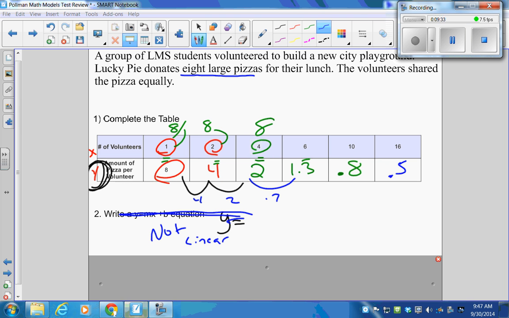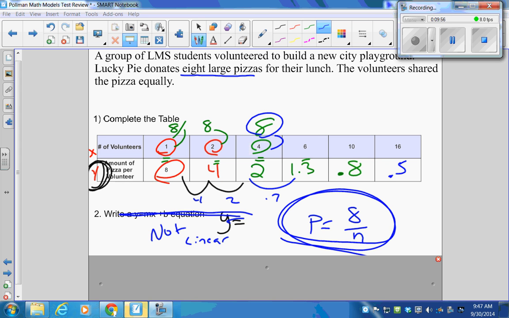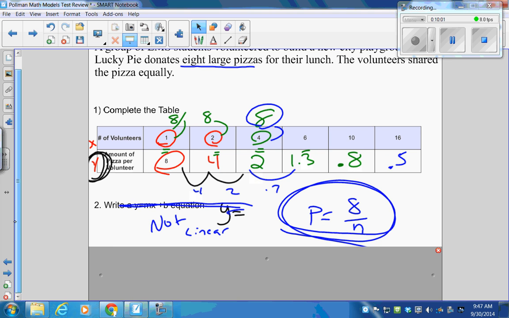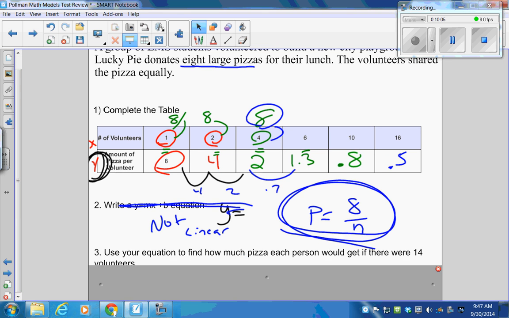However, if it did ask you to write an equation, you could just write something like, I know that the total pizza of how much people get is, I have 8 total pizzas, and I just divide that by the number of people. That's all I did right here. I took 8 divided by the number of people, and I had my final answer. So know this right here. Wink, wink. Know that, but it is not linear, so you can not write a y equals mx plus b equation. That's kind of a poorly set up question.